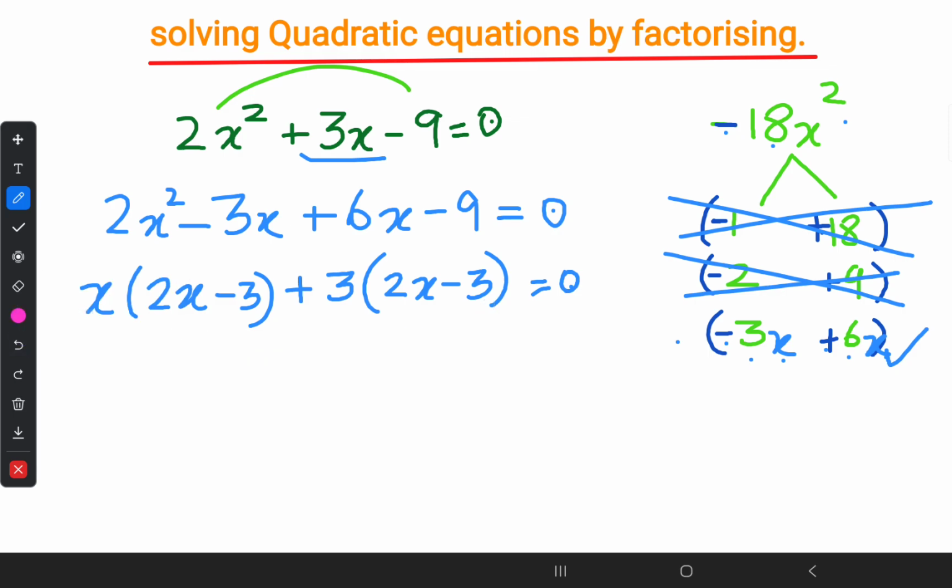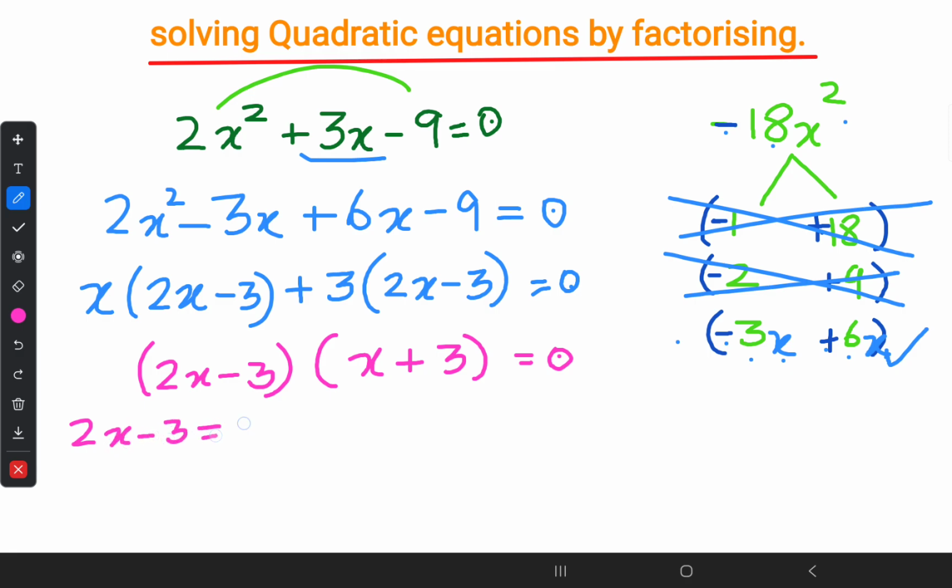Then let's come to the finalization of the factors. 2x minus 3 is a factor. Another factor would be x plus 3. The product of x plus 3 and 2x minus 3 is 0. Either this one is 0 or this one is 0. Likewise, we can write 2x minus 3 equal to 0, so 2x would be equal to 3 and x is equal to 3 upon 2.